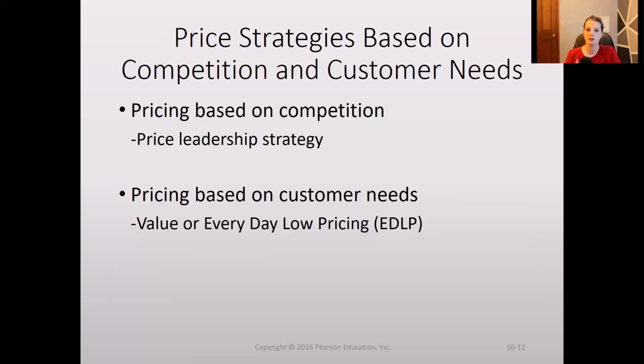On the flip side, we could use something like value or everyday low pricing. This is basically Walmart's strategy. It's based on customer needs. And the idea here is exactly what it sounds like. We are going to be the everyday low price. Does it mean that we have the lowest price on every single thing in the store compared to every single retailer out there? No, but it does mean that on average, we have lower prices than our competitors, and then we're going to communicate that with our consumers.